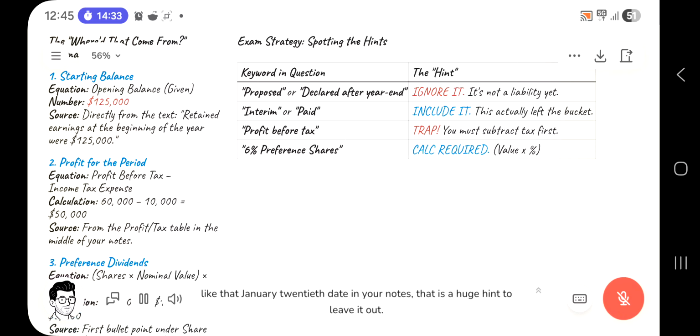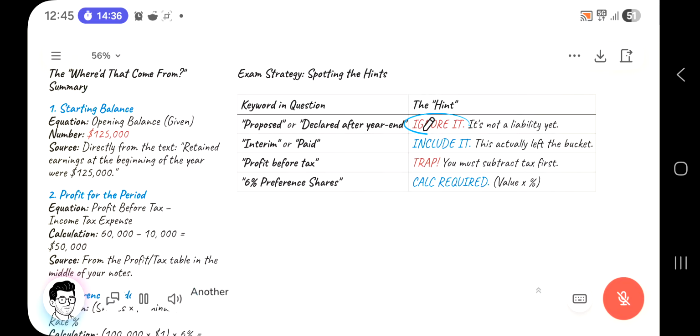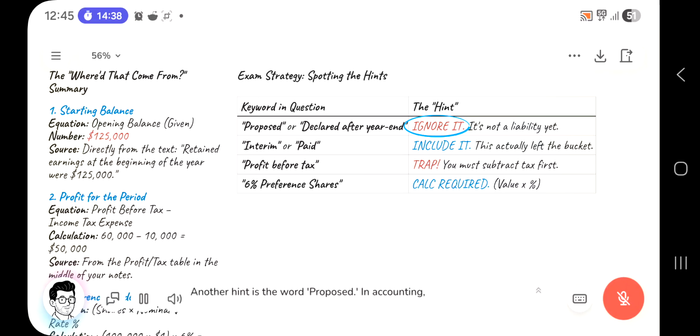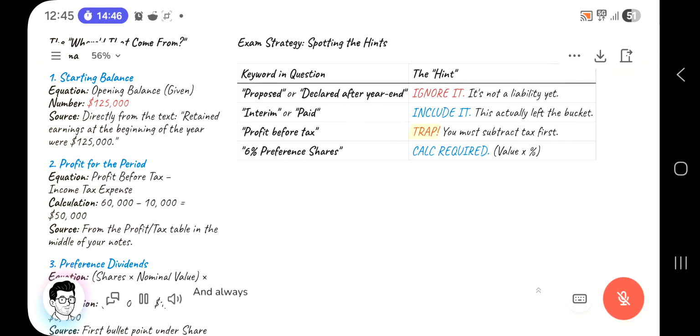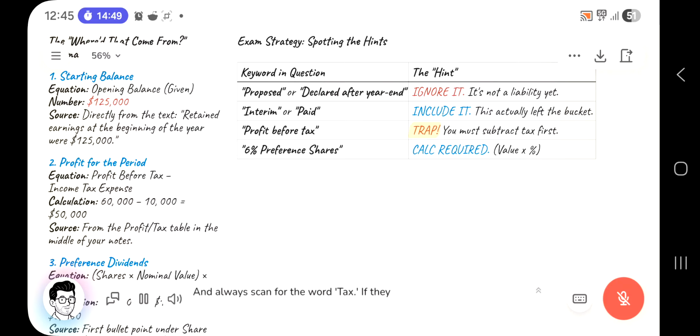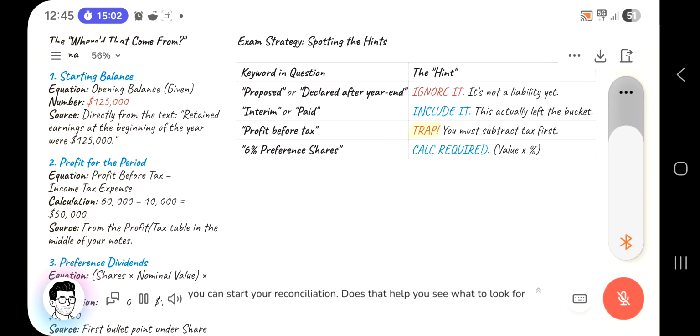Another hint is the word proposed. In accounting, a proposed dividend isn't a real movement in retained earnings yet because the company hasn't legally committed to it. And always scan for the word tax. If they give you profit before tax, that is a signal that you have one extra step of subtraction to do before you can start your reconciliation. Does that help you see what to look for when you're reading a fresh problem?